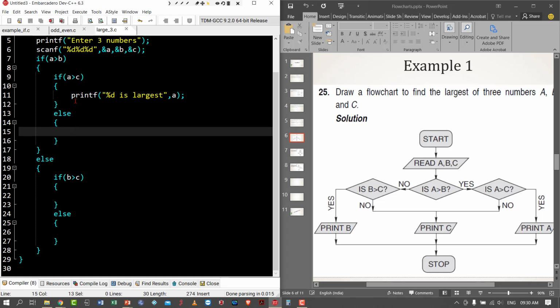So how will I print? Printf, percentage D. Okay, very good. I have to write a statement similar to this: percentage D is largest. In place of percentage D, I have to print C. So what will I do? Comma C.